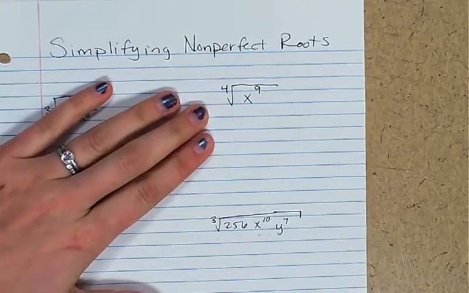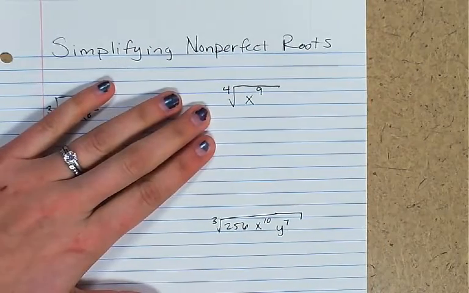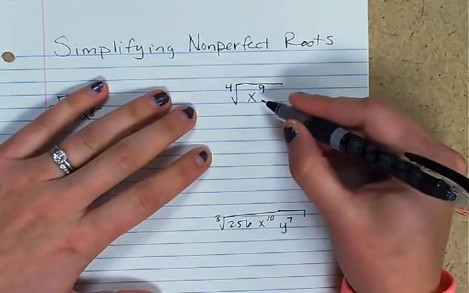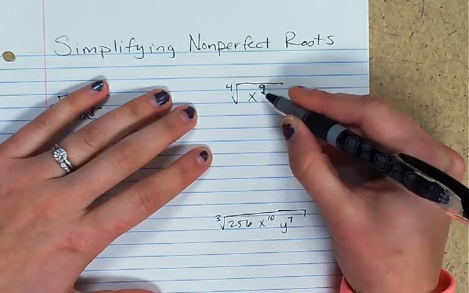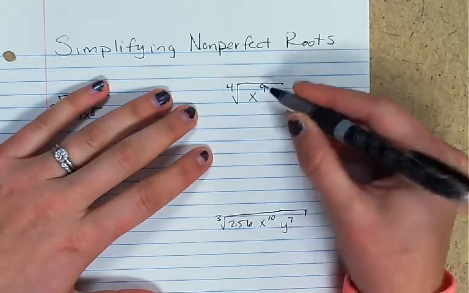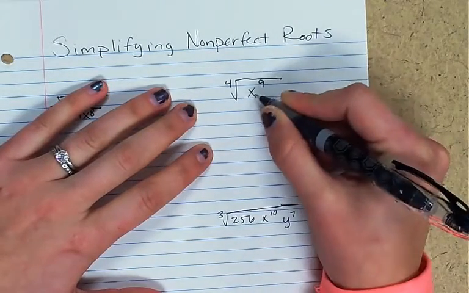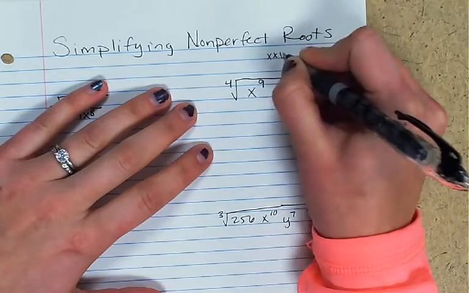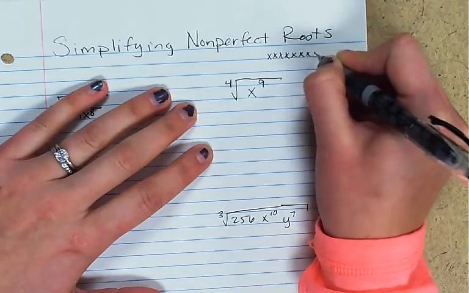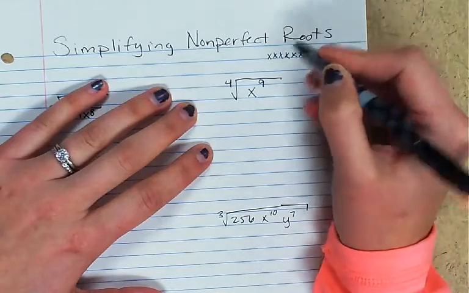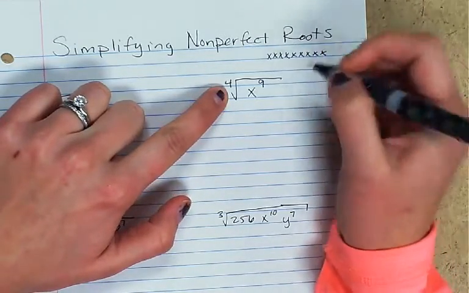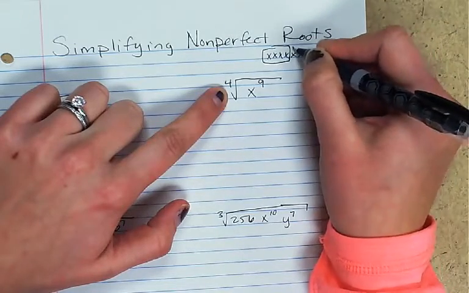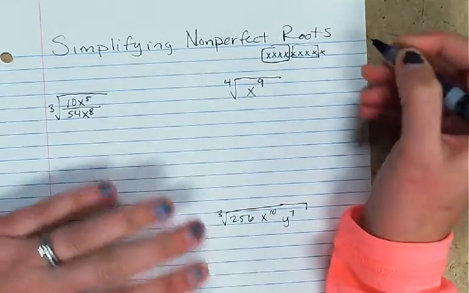So looking at this one here, we have the fourth root of x to the 9th power. So what I do when I go to simplify this is I figure out how many groups of 4 I can make out of this x to the 9th. So right now we have 9 total x's in there. It'd be like 1, 2, 3, 4, 5, 6, 7, 8, 9. And I want to create groups of 4 because we are fourth rooting. So it looks like I would have one group of 4 and another group of 4 and one left over.